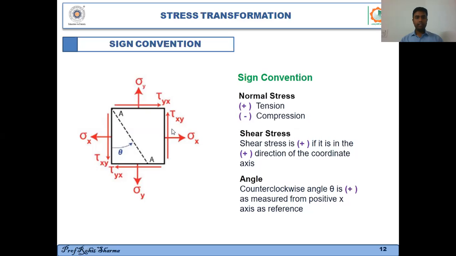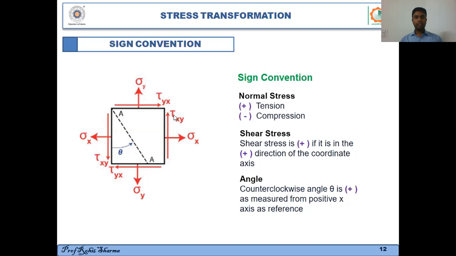Because first of all, there are four faces. This face is perpendicular to the positive x-axis. This face is perpendicular to the positive y-axis. This face is perpendicular to the negative x-axis, and this face is perpendicular to the negative y-axis. So in all, we have four faces: two positive faces and two negative faces. This is the positive x face because it is perpendicular to the positive x-axis. Again, this face is negative because it is perpendicular to the negative x-axis, and this face is negative because it is perpendicular to the negative y-axis.